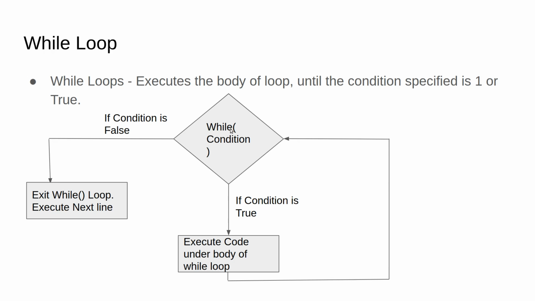One important thing about the while loop is that it executes the complete body of the loop, and again at the end of the loop, it checks for the condition, and if the condition is true, it again executes the body of the loop. So this looping continues as long as the condition is true. As soon as at any given point of time the condition becomes false, it does not execute the body of the loop, and it comes out of the loop and starts executing the next line.